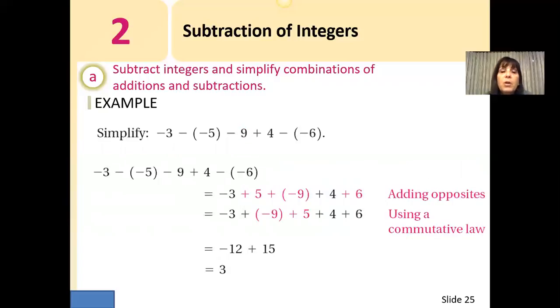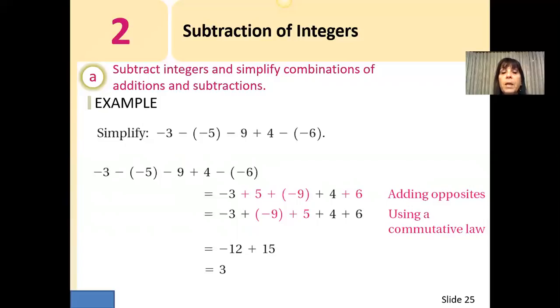If I have a large problem like this, where I have a string of subtractions and additions, the first thing that I would do is change all my subtractions to addition. So the first sign in between the -3 and the -5 is a subtraction. So that one will become plus a positive 5. Then in front of the 9, it's a negative, so that will become plus a -9. And then on the last number, the -6, there's a subtraction in front of that, so that will become plus a 6.